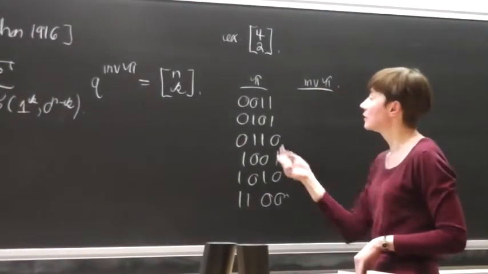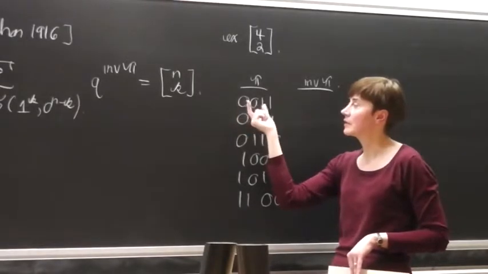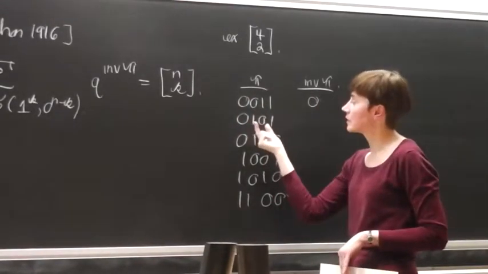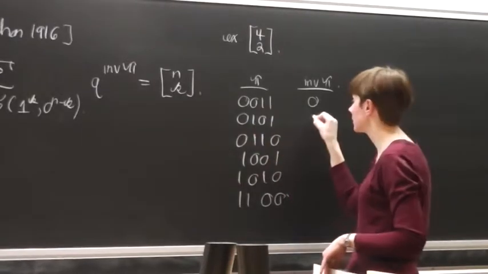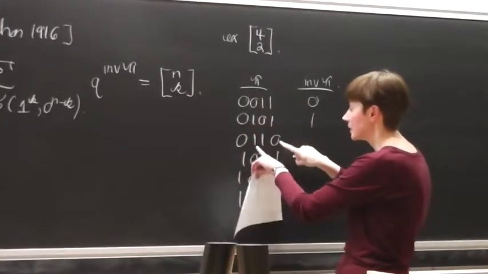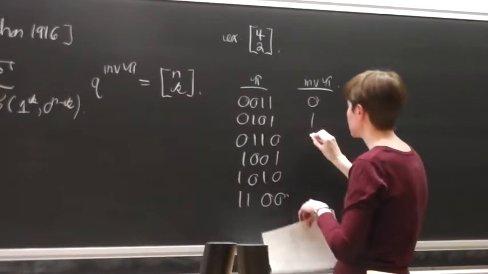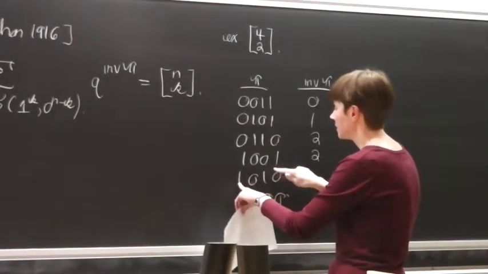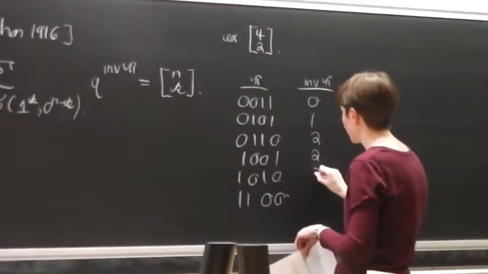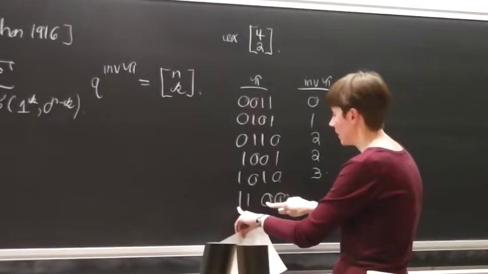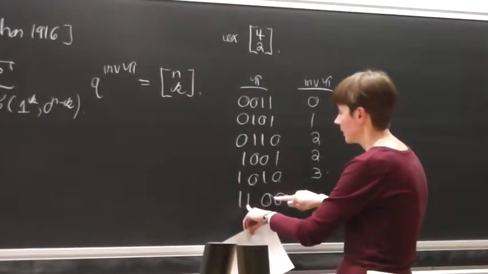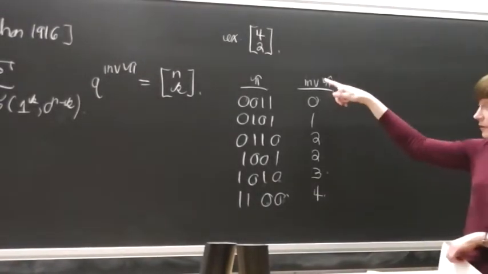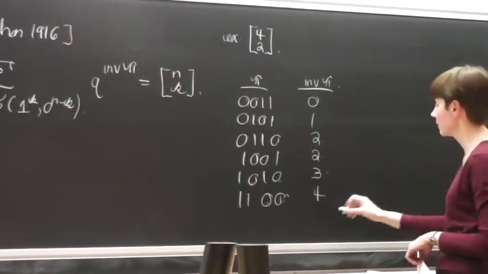Okay, so here I have no inversions. Nothing's out of order. Everything's well placed. So I have 0 here. Here I have 1 inversion. The 1 and the 0 are out of order. Here I have 2 inversions: this 1 and 0 and this 1 and 0. Here I have 1, 2. Here I have 1, 2, 3. And finally here I have 1, 2, 3, 4. So it's 4. So we're going to take q to the inversion number and add these up.